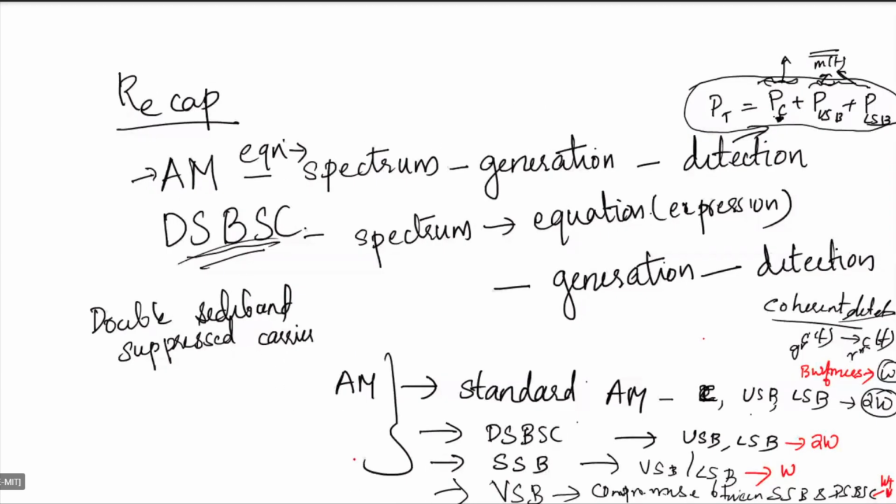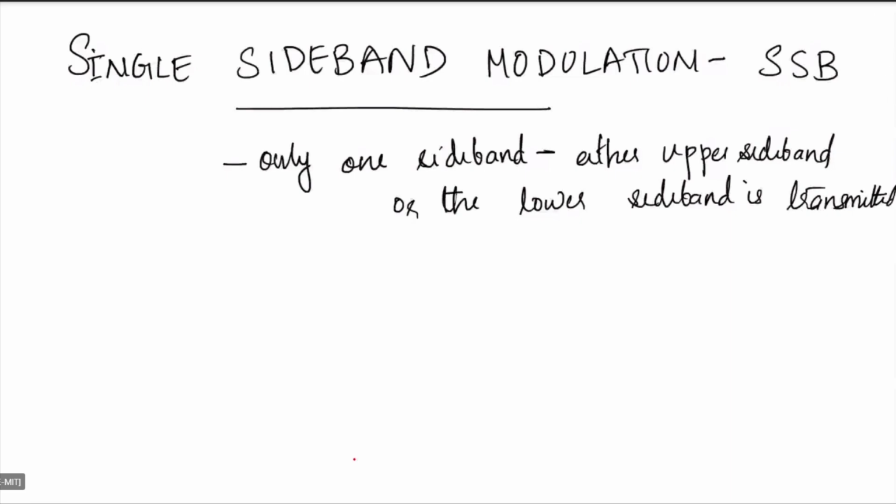So these are the four types, four different varieties of doing amplitude modulation. Standard AM, we covered it. DSBSC, we covered it. And next, we are going ahead with SSB, single sideband.